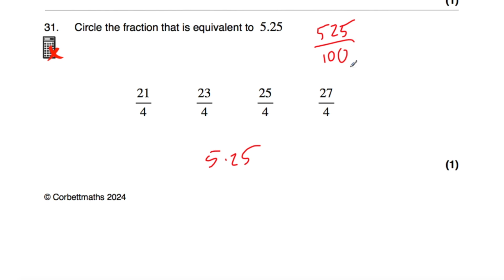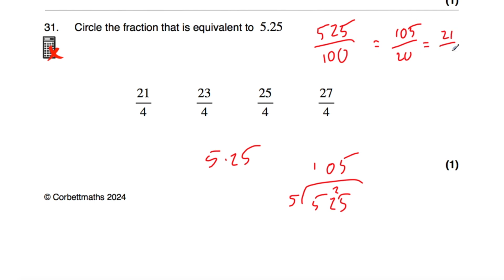And then you could divide both of these by 5, so you could do 525 divided by 5. How many 5s go into 5? 1. And then how many 5s go into 2? 0, remainder 2. And how many 5s go into 25? That's 5. So it's going to be equal to 105 over 20, dividing both of those by 5. We can divide by 5 again, and that'll be equal to 21 over 4. So the answer is 21 quarters, and that's it. So you could use either of those approaches.